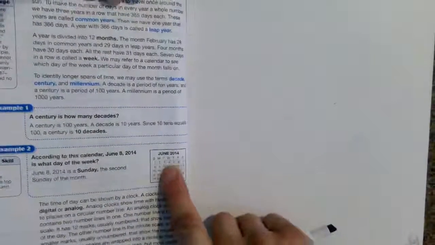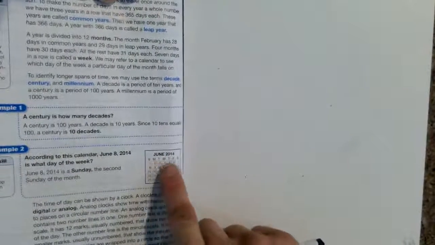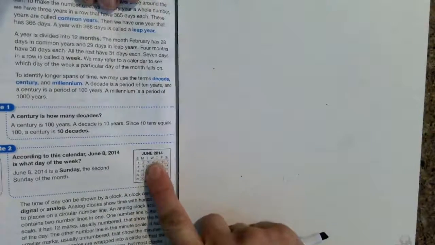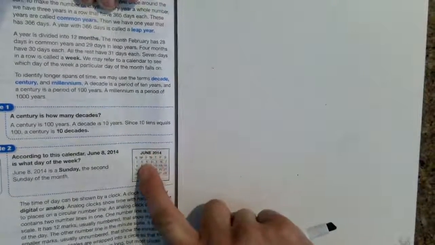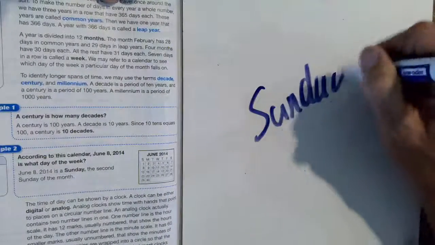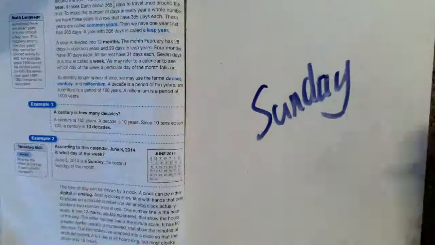Example number 2. You guys go to your second box. I'll erase my board here. It says, according to the calendar, June 8th, 2014 is what day of the week? So you would follow June 8th, and then you come up. And these S's stand for Sunday, Monday, Tuesday, Wednesday, Thursday, Friday, Saturday. Now you got 2 S's and 2 T's, but you got to know your days of the week in order. So that makes it pretty easy that this is Sunday. What day of the week? All you need for that one is Sunday. Example 2 box, Sunday.